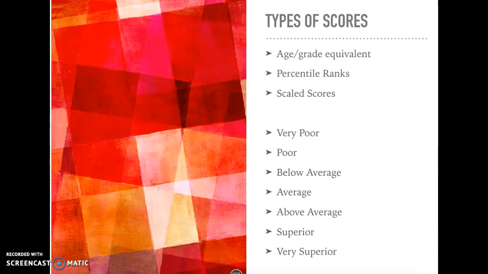The types of scores available through the TOWL-4 are age and grade equivalents, percentile ranks, and scaled scores. The descriptive terms for the scores are very poor, poor, below average, average, above average, superior, and very superior.